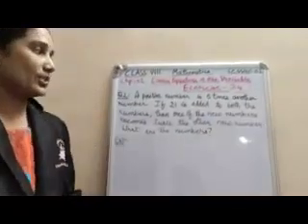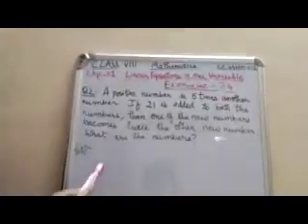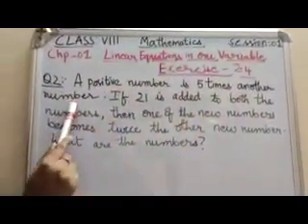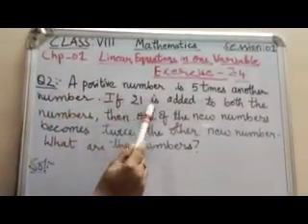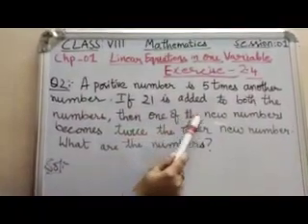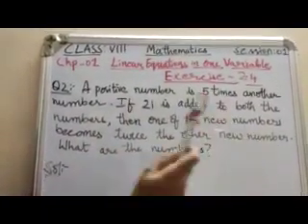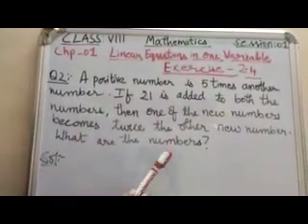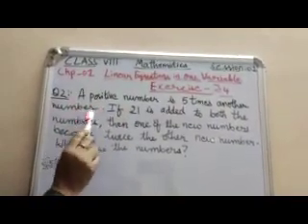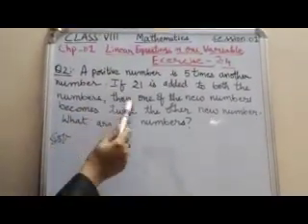Now the next question is, let us read the question thoroughly. A positive number is 5 times another number. If 21 is added to both the numbers, then one of the new numbers becomes twice the other new number. What are the numbers? The given question, split it into statements, then relate the data to each other.